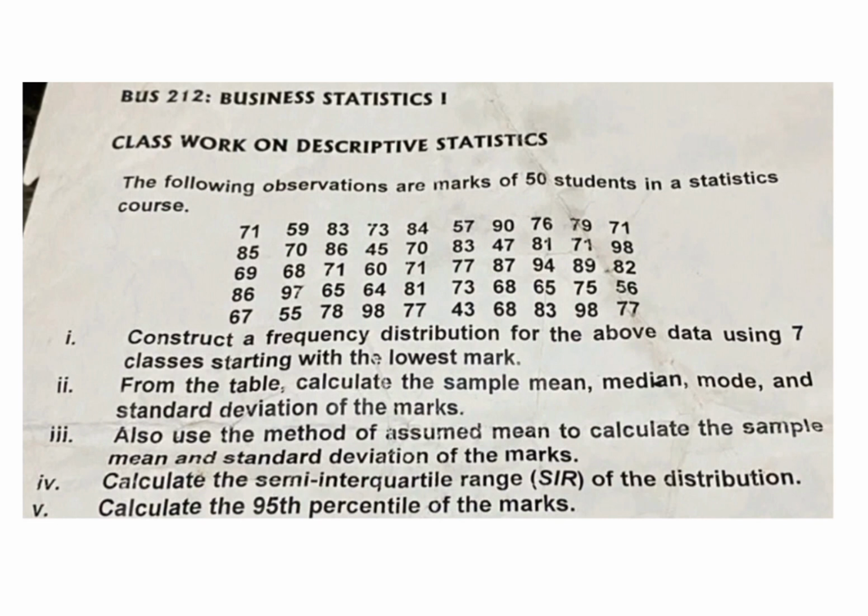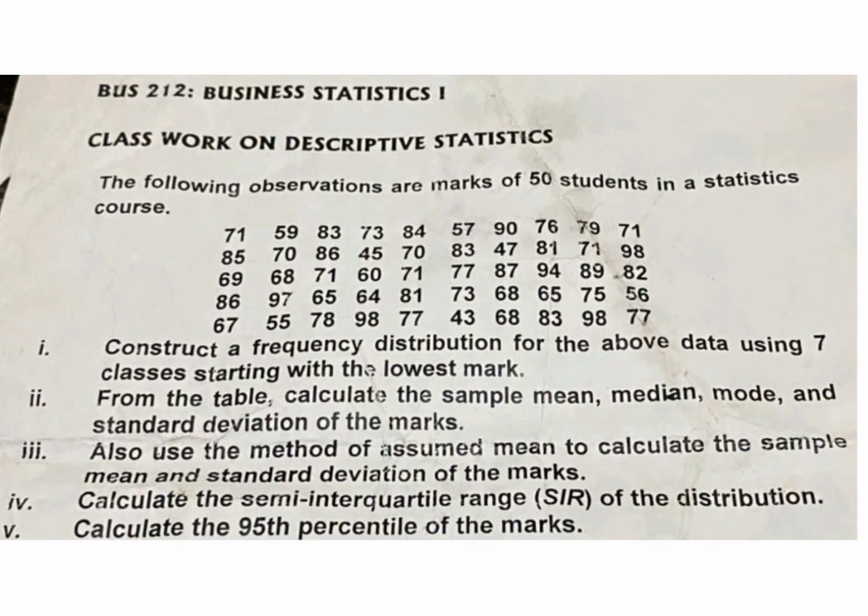An amazing subscriber sent in an assignment today on descriptive statistics, and so let's do that together now. The following observations are marks of 50 students in a statistics course. These are the marks of the students. The question is: construct a frequency distribution for the above data using 7 classes, starting with the lowest mark.